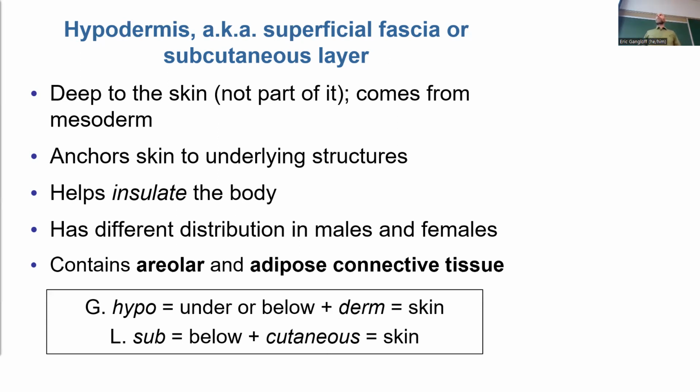The hypodermis is important because it helps insulate the body. As I mentioned, it contains a lot of adipose or fat tissue, and that is important for insulation and also protection in some cases. And the structure of this is different between males and females generally. We're not going to get into that in detail, but it's important to note that some of these structures differ in different folks depending on sex, but also depending on a number of other factors. And as I mentioned, this tissue includes areolar, so that is a type of connective tissue, as well as adipose tissue, which is also a type of connective tissue.